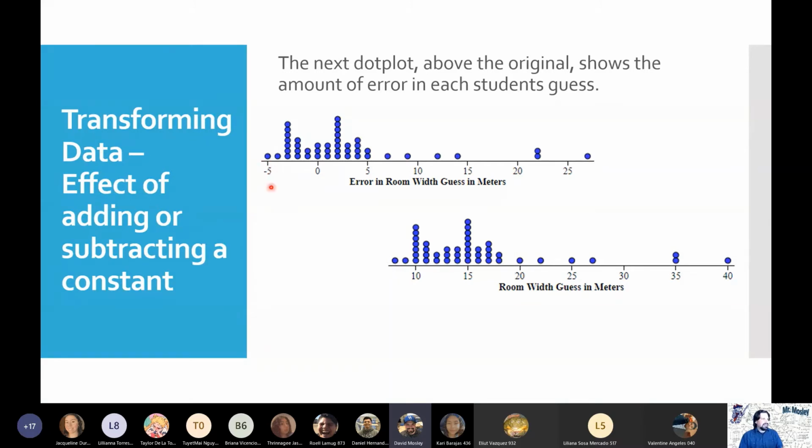Right? If you guessed 8 meters, right, that was too low. When you subtract 13, you get a negative number, right? We ended up at -5 here. Right? So that's how this dot plot above was determined. What do you guys notice about these two dot plots? What is the same and what's different? What stayed the same and what changed?